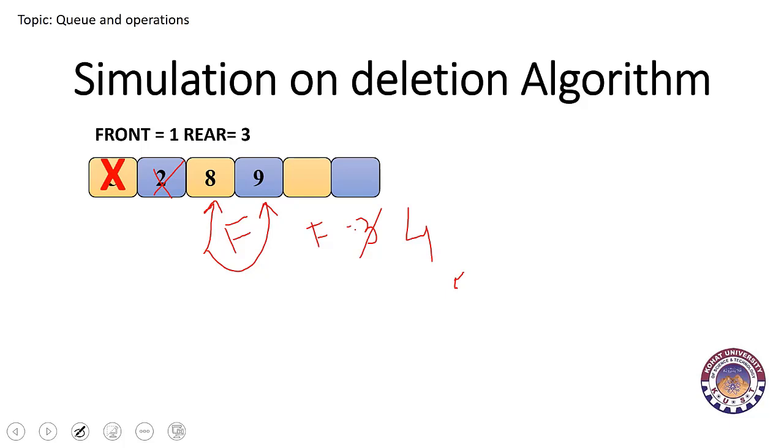Now if we perform the deletion process again, we have to check again the underflow condition by front and rear position minus 1, which will be false, but the front value is greater than rear. This implies that underflow exists, and the algorithm will move to the exit position, so we cannot delete any further element from the queue.